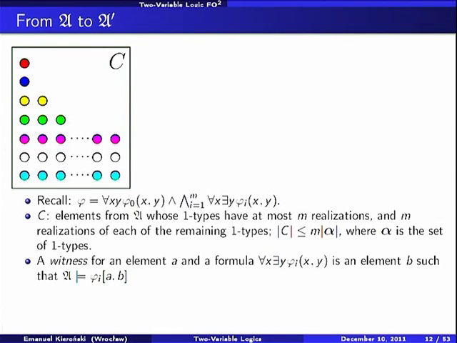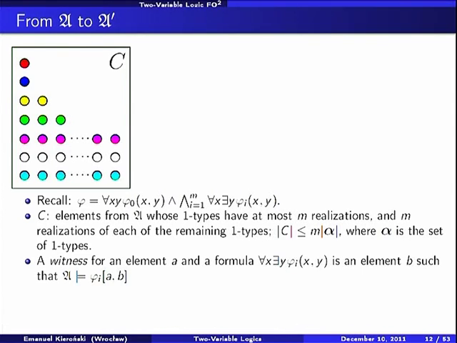This model will appear here. A fragment of this model will appear on this picture. And the first fragment of this model is called C here. What is C? In C, we put all the elements from the original model whose one types are rare in this model. I mean, whose one types are realized at most m times. Then we take all realizations of such one types to this fragment C. And for all of the remaining one types, we choose m arbitrary realizations of them.